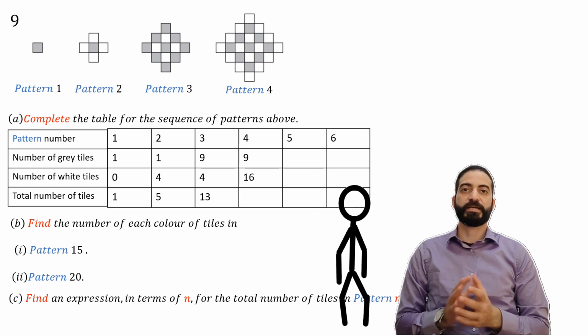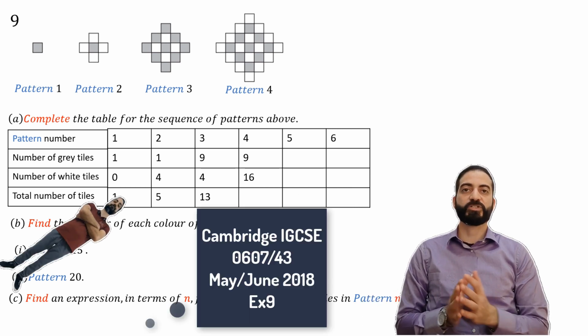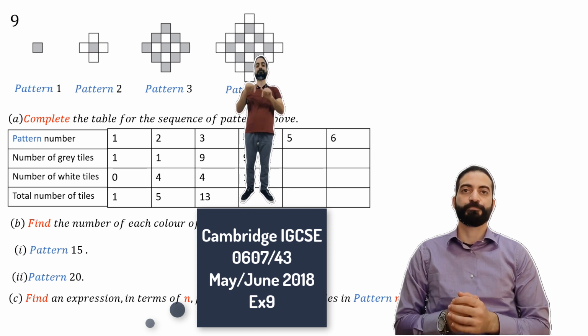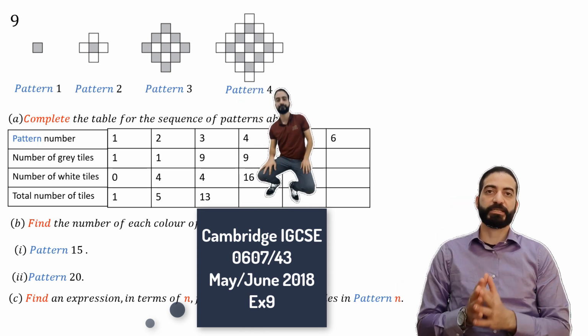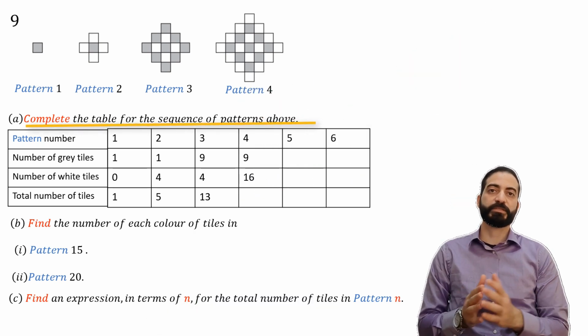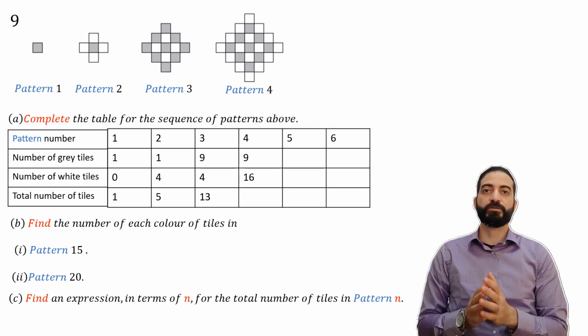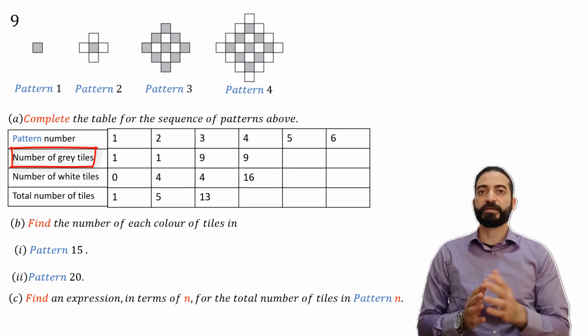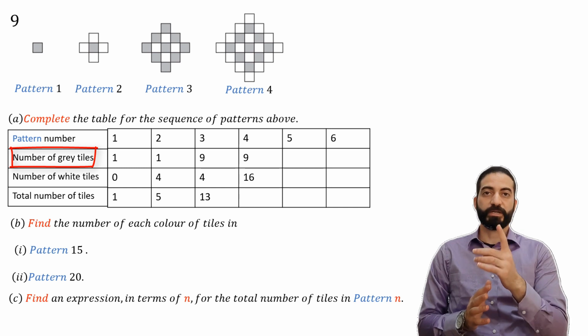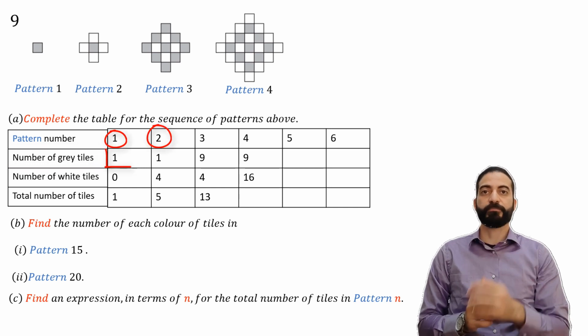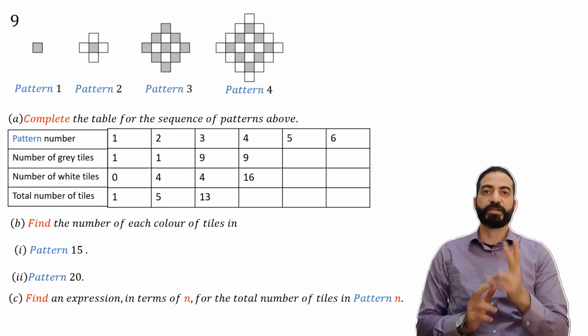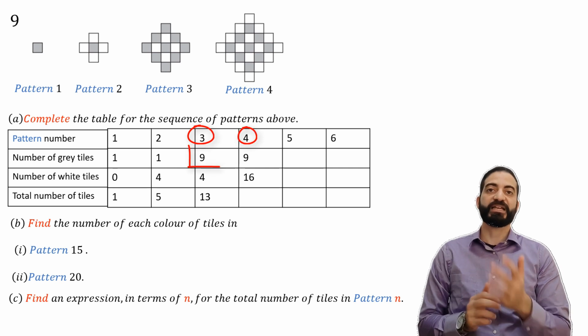Hello everyone, we'll start by solving question 9 of the Cambridge GCSE 2018 exam. Part A: complete the table for the sequence of patterns above. As we see here in the number of gray tiles, in patterns 1 and 2 we have 1, and in patterns 3 and 4 we have 9.